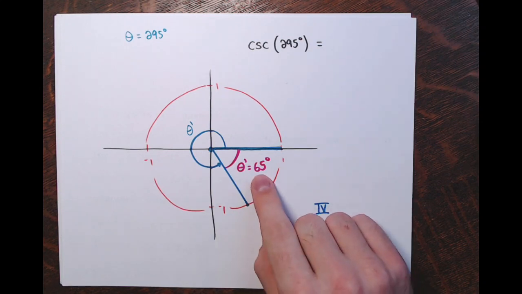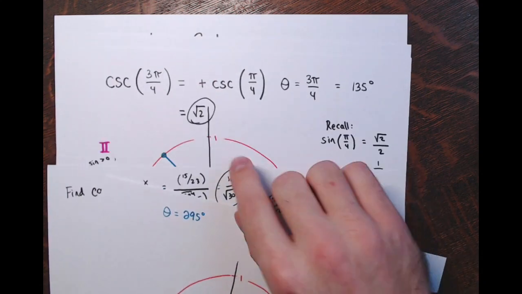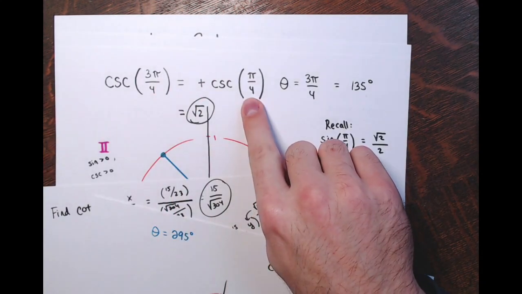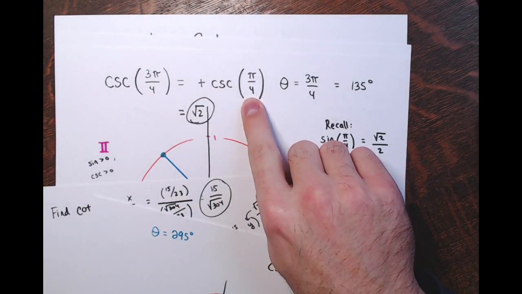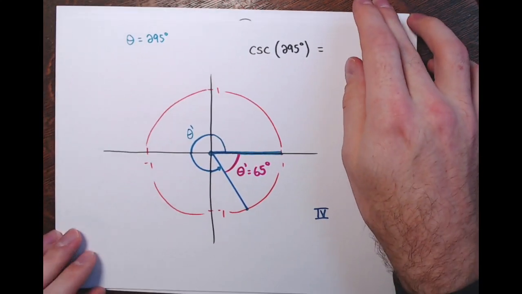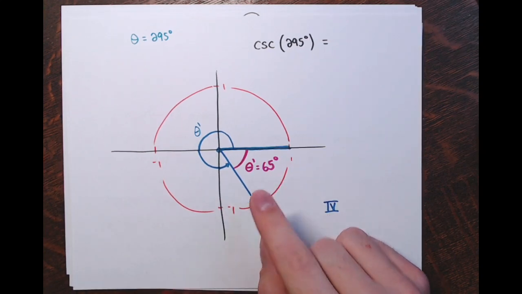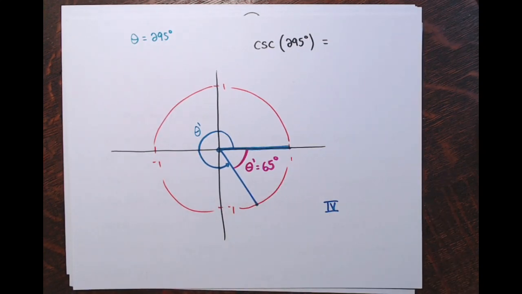Okay, and that's not a special angle, right? That's not 30 degrees or 45 degrees or 60 degrees. So I can't tell you exactly what this cosecant will be, like I did earlier with this example here, when the reference angle was pi over 4. That's special, right? If the reference angle is one of those special angles, you can state the exact value of the trig function. But if not, we can only really rewrite it in terms of the reference angle.